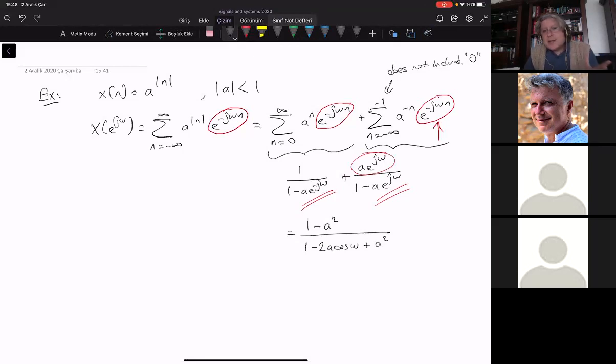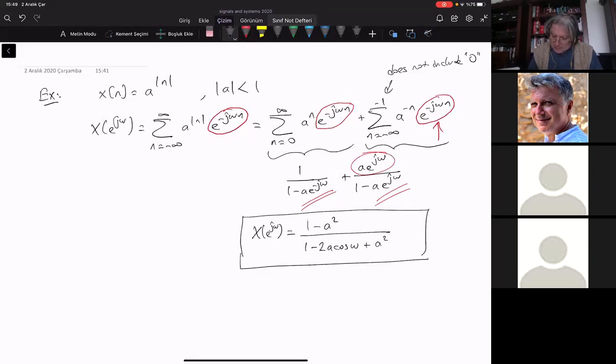It is real. Why is it real? Because the signal x of n equals a to the absolute value of n is a symmetric signal, and we know that symmetric signals will give you real valued Fourier transforms, and real valued Fourier series coefficients too, because of the symmetry. So we come up with a real valued X of e to the j omega Fourier transform. Excellent. Now, as a final check, I recommend that you check whether this expression is 2 pi periodic in omega. The only place where omega appears inside this formula is cosine omega, and cosine omega is definitely 2 pi periodic. Therefore the whole complicated expression is also automatically 2 pi periodic.